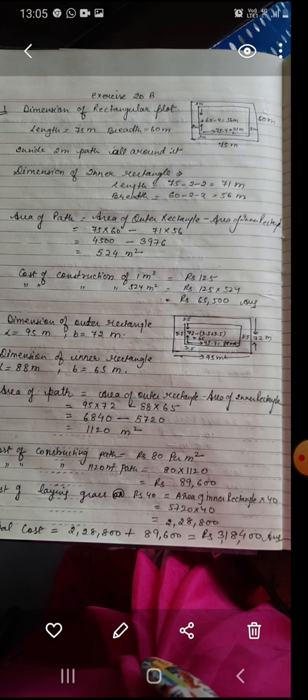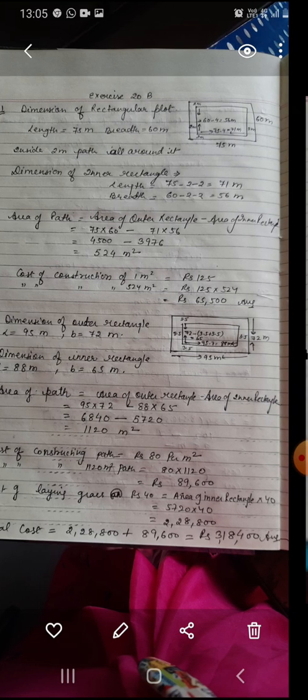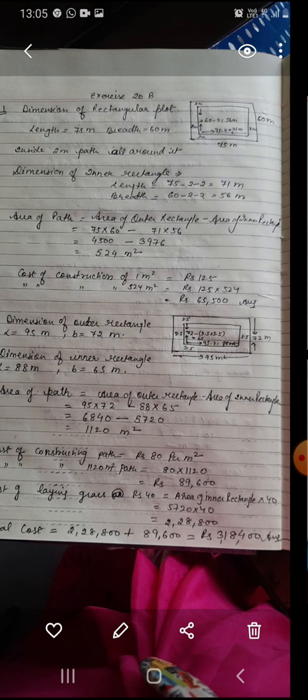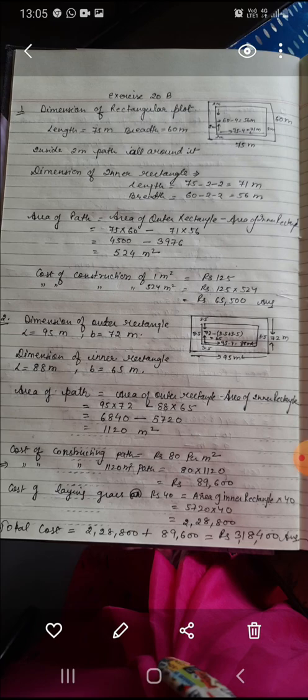And then they have asked for the cost of construction also. They have mentioned cost of construction of 1 meter square is equal to rupees 125. So cost of construction of 524 meter square is equal to, we have to multiply. So that comes out as the required answer.